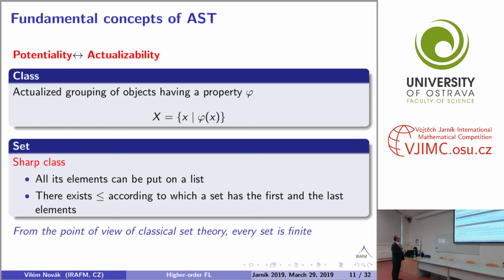What is the set? In alternative set theory, it is a sharp class. It means that all its elements can be put on a list, and what is very essential, when speaking about a set, there always does exist an ordering according to which a set has the first and the last elements. So, from the point of view of classical set theory, every set is finite. But it is not an obstacle, because we can think of sufficiently big finite sets like I demonstrated, and it is enough. For mathematics, we don't need infinity because infinity is unreachable.